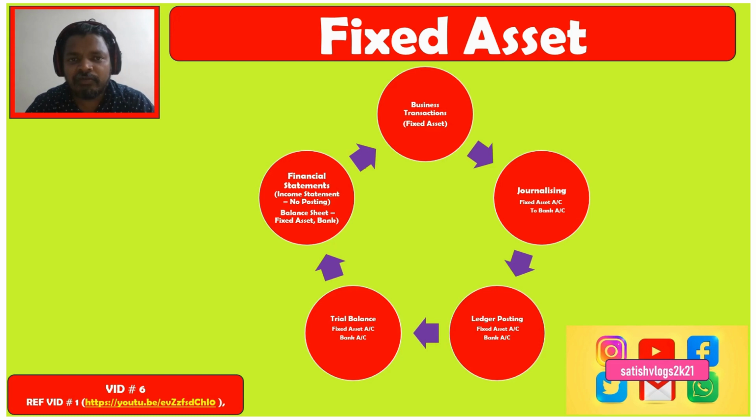My fixed asset would get reported under the asset side in the balance sheet, and also my bank account would get reported under the asset side in the balance sheet. Hope this is clear. With this, I hope the viewers are able to understand what a fixed asset is, what the journal entries for fixed assets are, and how these fixed assets should get reported in financial statements.